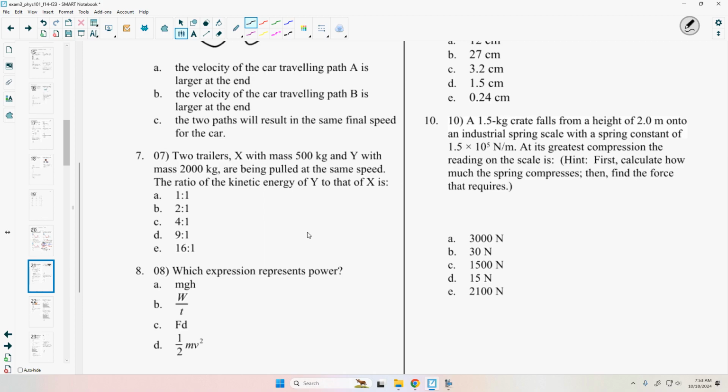I have 2 trailers, X with mass 500 and Y with mass 2,000. They're being pulled at the same speed, so they only differ by their masses. So the ratio of X to Y is 500 to 2,000. And I want to know the ratio of the kinetic energy of Y to that of X. That's going to be the same ratio.